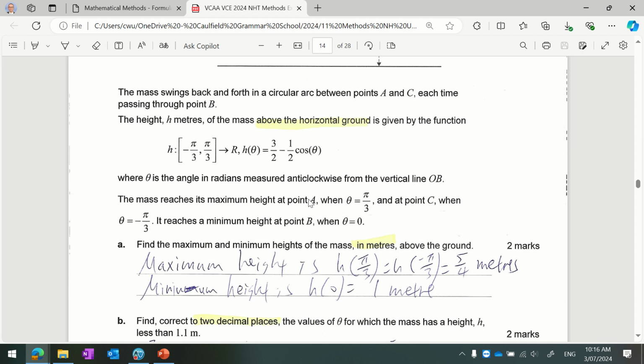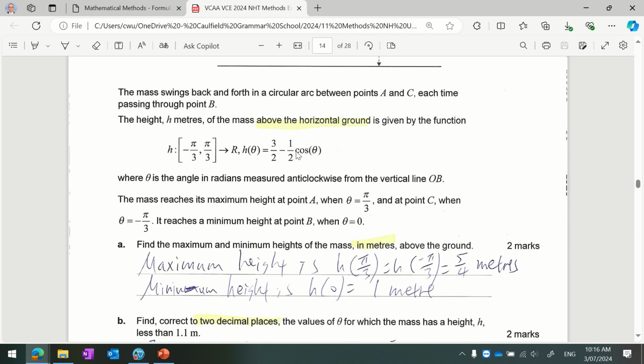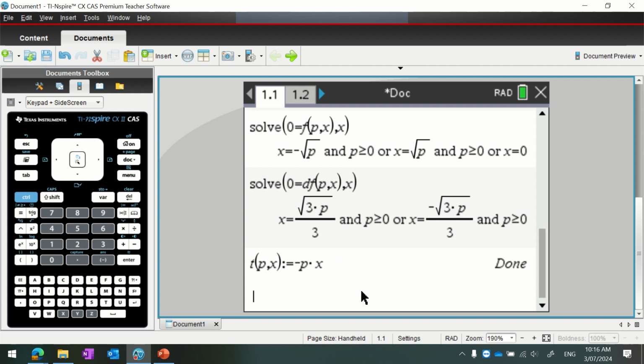Okay, we are looking for the maximum and minimum height of the mass in meters above ground. So before we do this, before you go ahead and say, let me just look at the trigonometric function and find the maximum value and the minimum value of the trigonometric function, you need to pause. We need to pause a little bit because there's a domain here. So because of the domain, we need to be slightly careful about this.